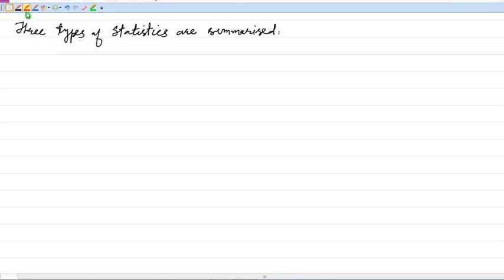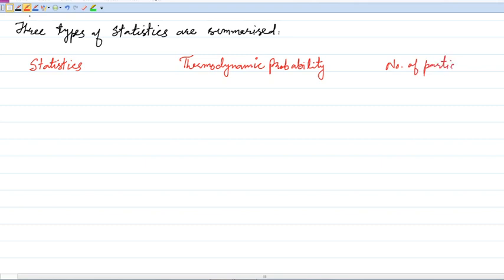First, we will write the statistics. Next, we will write the thermodynamic probability. And then we will write the number of particles in the ith state.